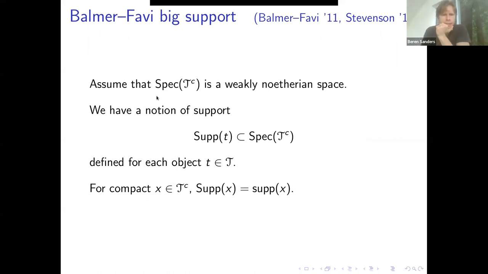Okay, so just cleaning that up, and reminding ourselves what we're doing. If we assume that the Balmer spectrum is a weakly Noetherian space, we have this notion of support, sub T, lying in the Balmer spectrum, defined for each object in our category, and in particular for a compact object, this notion of support recovers the universal notion of support for compact objects.